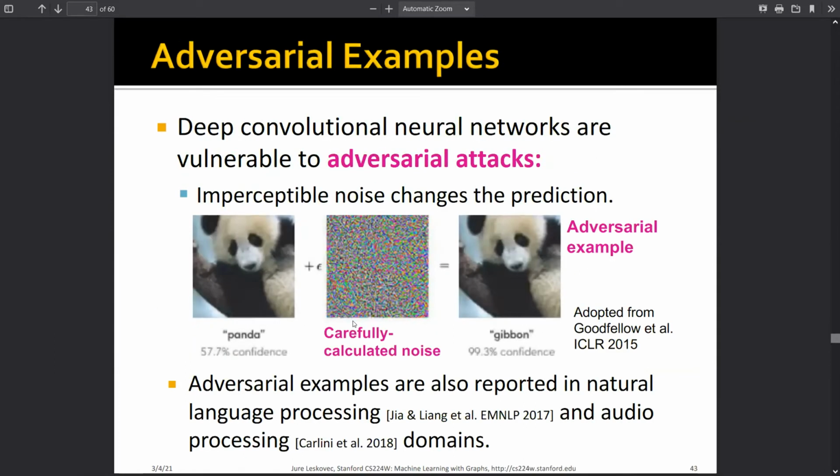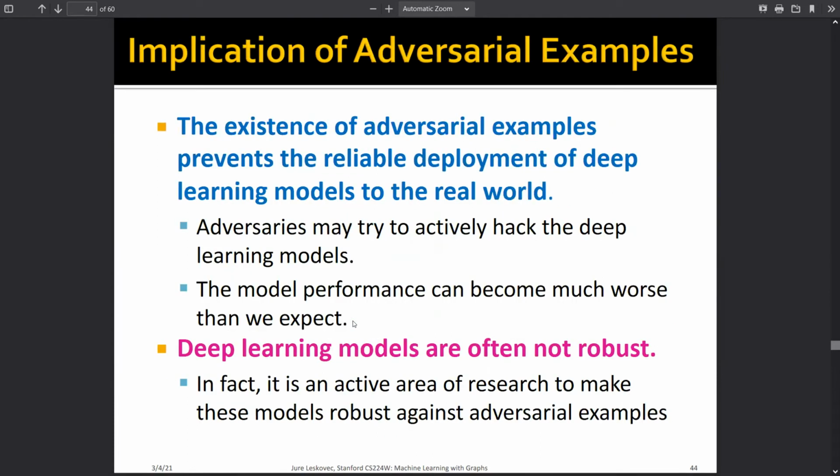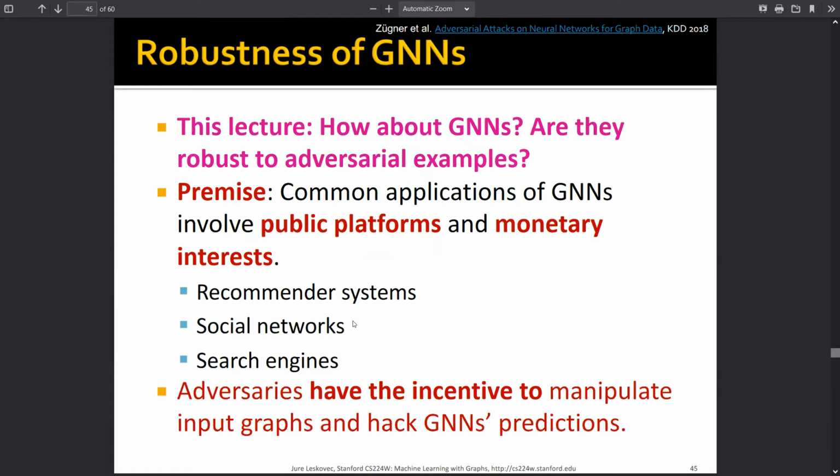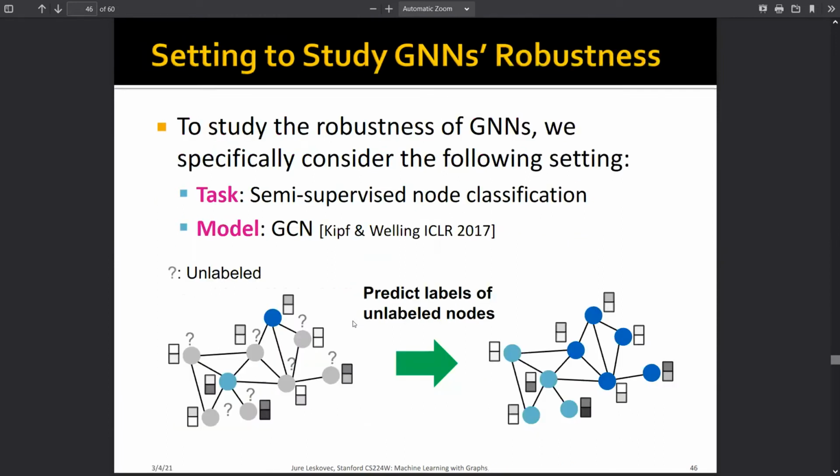Impressive performance. So he goes on to these adversarial examples, and that goes more into non-graphy things here. Okay, talking about adversarial attacks, how about GNN? How robust are they? Oh, here. Okay, now I remember.